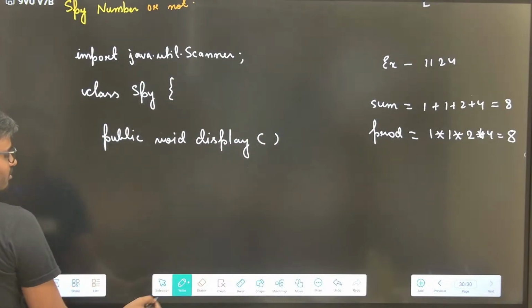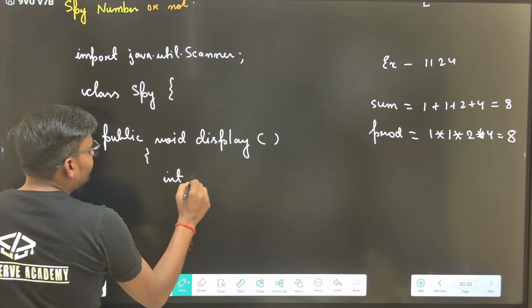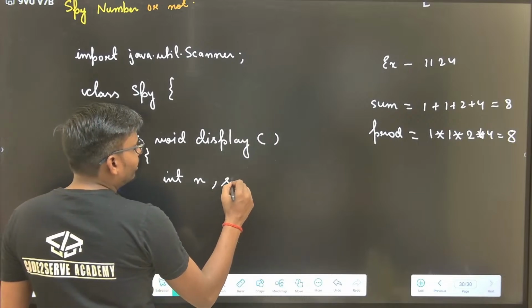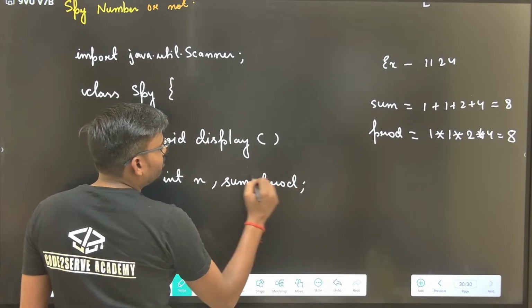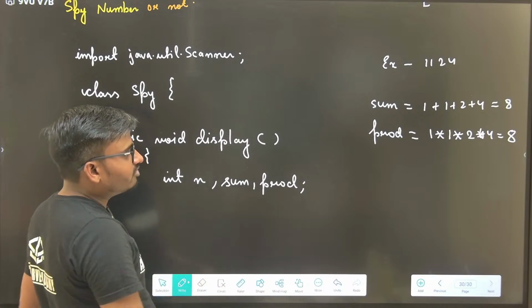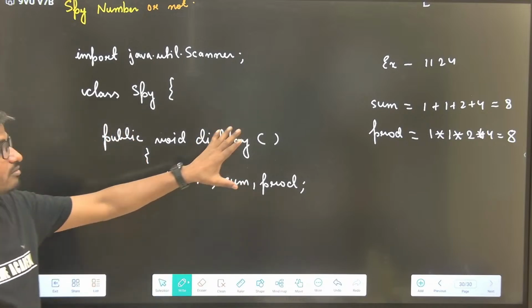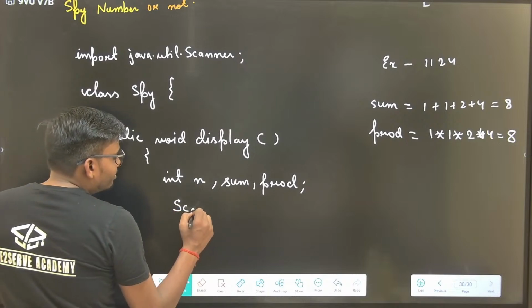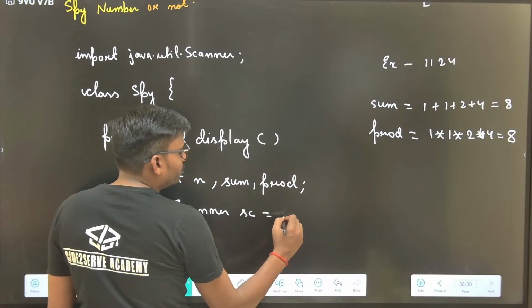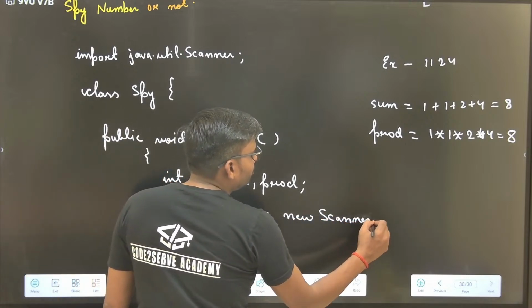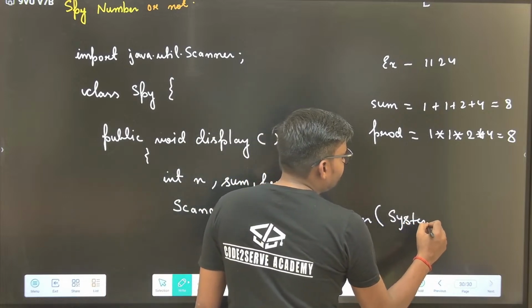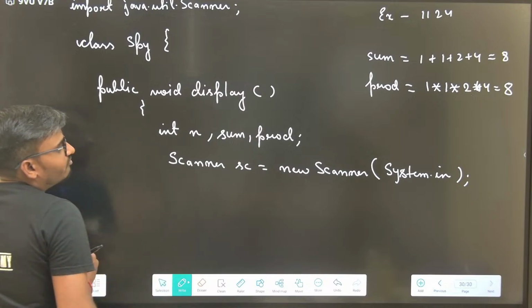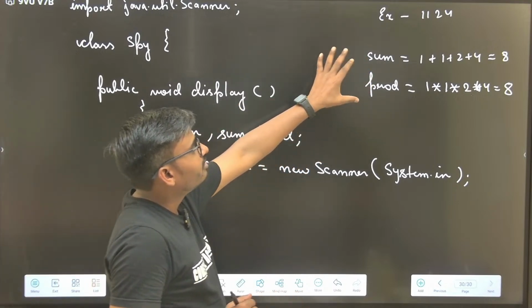Now inside this, first we'll take one number that is n, and we need to find the sum and the product. So we'll create another variable for sum and another variable for product. After finding the sum and the product, when we get both the numbers the same, then we'll say it is an SPI number. Next we'll create the object of the Scanner class, Scanner sc is equals to new Scanner, and over here we have to pass System.in.